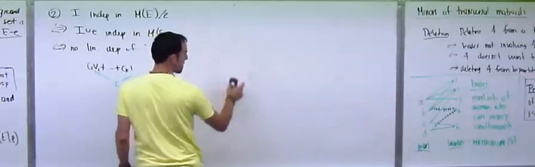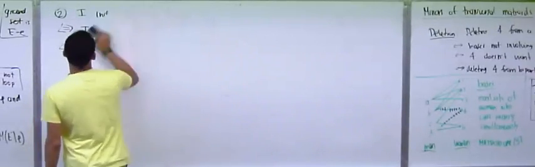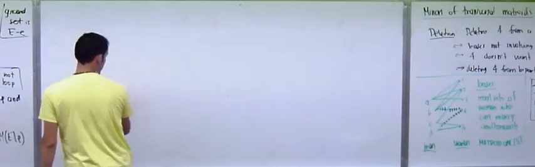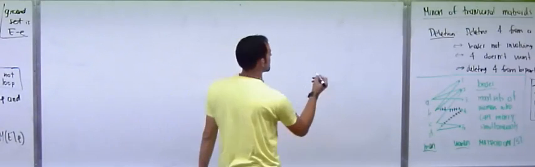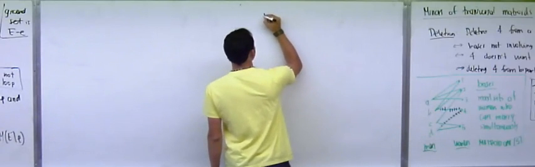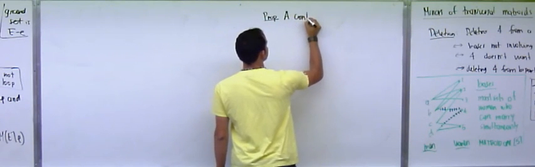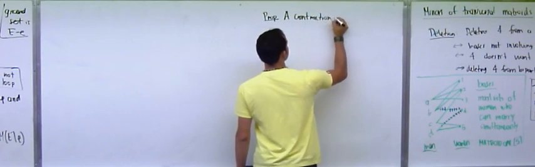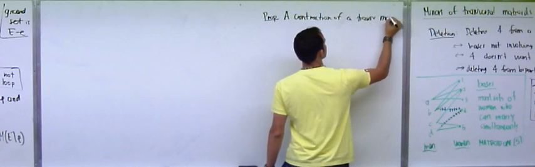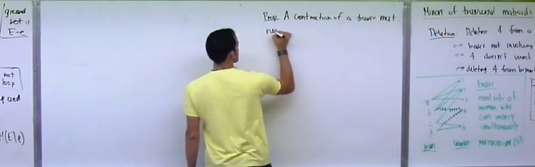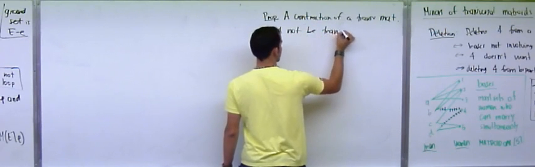I wanted you to try that to see why the things that you would try don't work. But now we're going to see that what blocks us is that it's not true that contractions of transversals are transversal. So, proposition: a contraction of a transversal matroid need not be transversal. And this is a very good point.